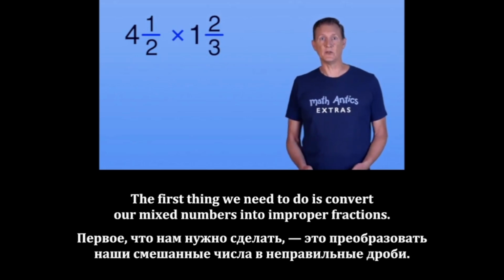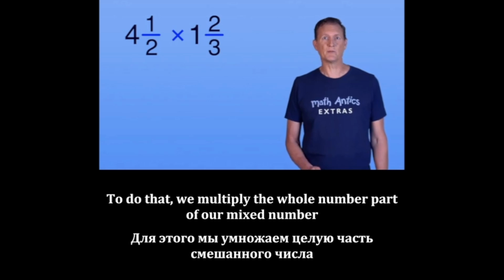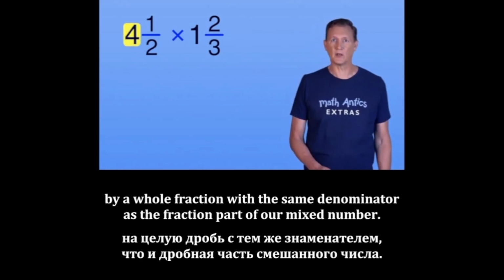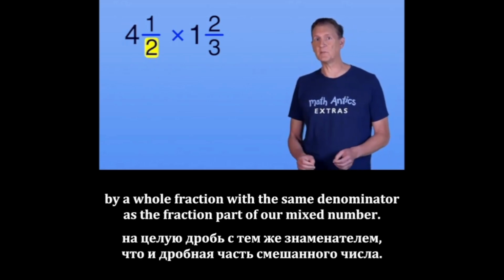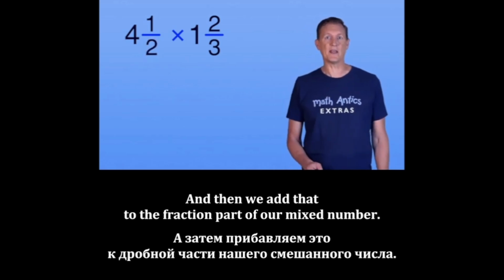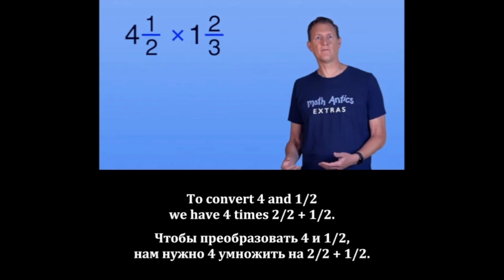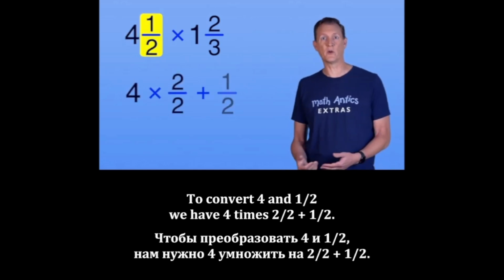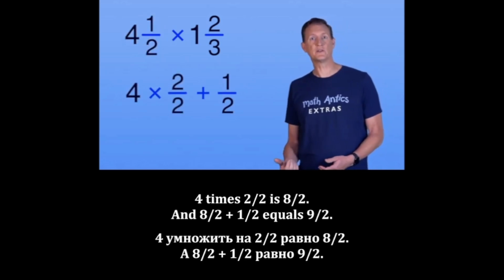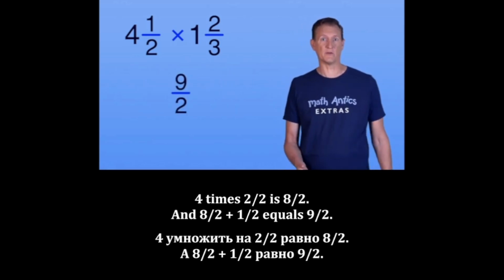The first thing we need to do is convert our mixed numbers into improper fractions. To do that, we multiply the whole number part of our mixed number by a whole fraction with the same denominator as the fraction part of our mixed number. And then we add that to the fraction part of our mixed number. To convert 4 1/2, we have 4 times 2/2 plus 1/2. 4 times 2/2 is 8/2, and 8/2 plus 1/2 equals 9/2.